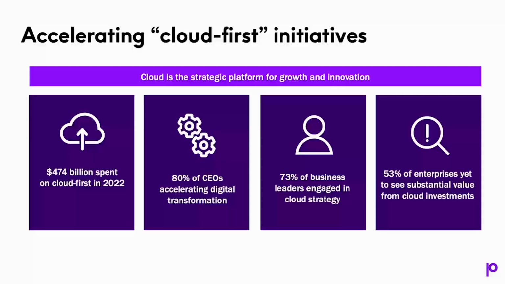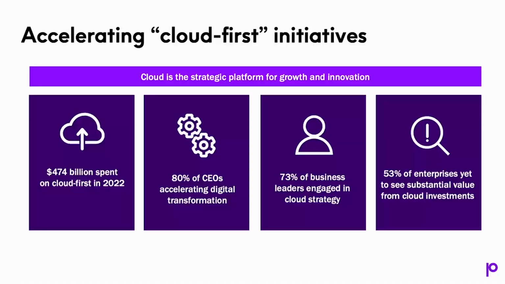And then when you add cloud first on top of this, you find that cloud really has become that strategic platform for growth and innovation. Many, many companies are looking at it as the next evolution of digital transformation, and how are we going to change our businesses? We're spending a lot of money and investing a lot in this. Gartner estimates that in 2022 alone, we're going to spend almost $500 billion on cloud first. And KPMG, during the pandemic, when they went back and talked to CEOs again, found that about 80% of them now see themselves accelerating their digital transformation efforts.